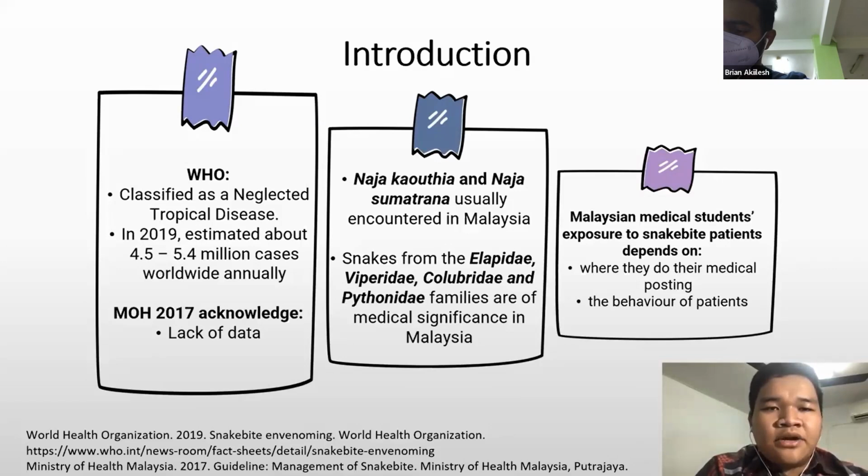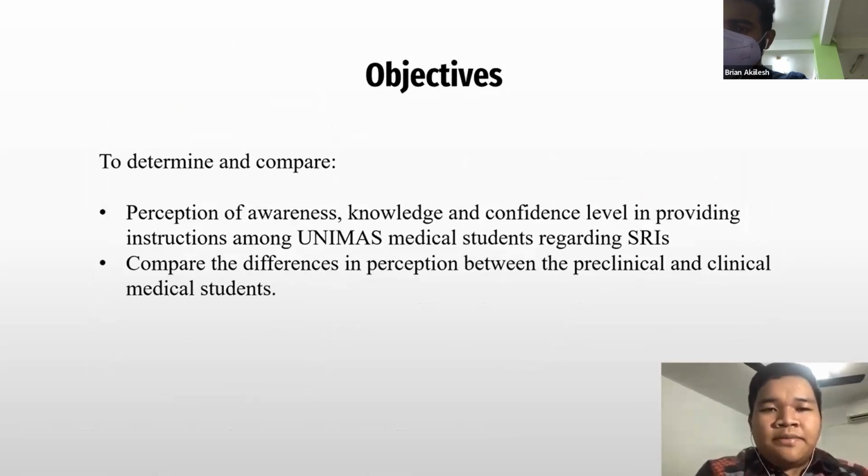Snakes of medical importance that are usually found in Malaysia are from the Elapidae, Viperidae, Colubridae and Pythonidae families, and the most commonly encountered species are Naja kaouthia and Naja sumatrana. The public's awareness in Malaysia has been initiated by Remote Envenomation Consultancy Services, RECS, and the Malaysian Society of Toxinology, MST, but awareness among medical students remains vague. Medical students are exposed to snake bite patients predominantly in their clinical years and depending on the location of their medical postings. Hence, this study aimed to determine the perception of awareness, knowledge, and confidence level in providing instructions among UNIMAS medical students regarding snake-related injury and to compare the difference in perception between preclinical and clinical medical students.